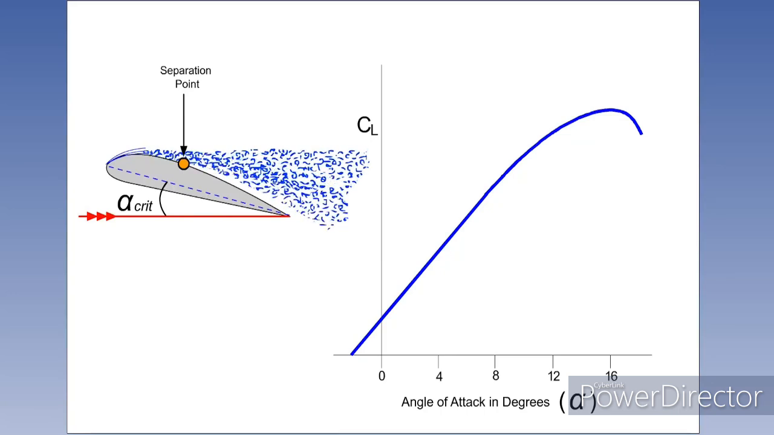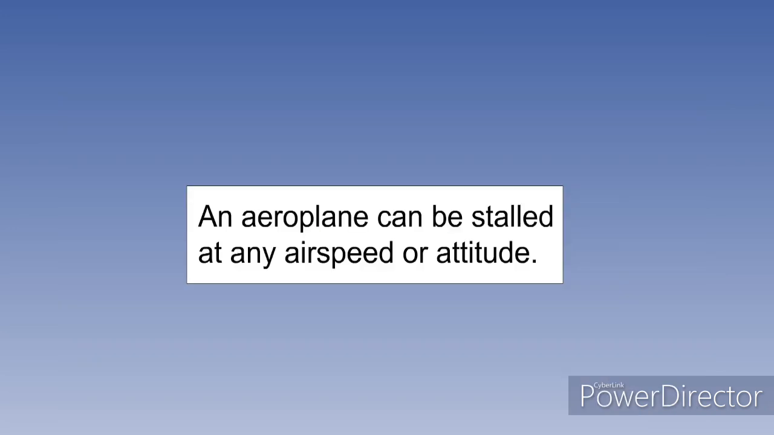At alphas greater than the critical angle, which will depend on the wing planform, the extremely steep adverse pressure gradient will have caused so much separation that the wing can no longer generate enough lift to support the aircraft's weight, and the wing is stalled. It is important to remember that the angle of attack is the angle between the chord line and the relative airflow. Therefore, if the angle of attack is increased up to or beyond the critical angle, an aeroplane can be stalled at any airspeed or flight attitude.